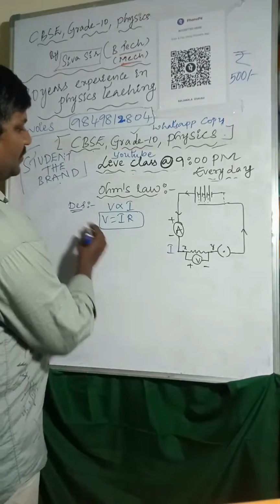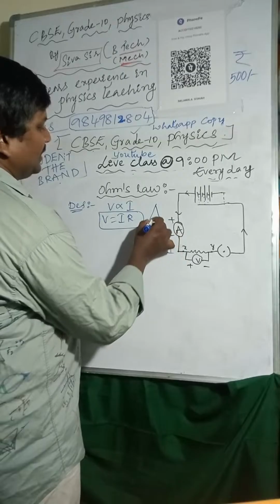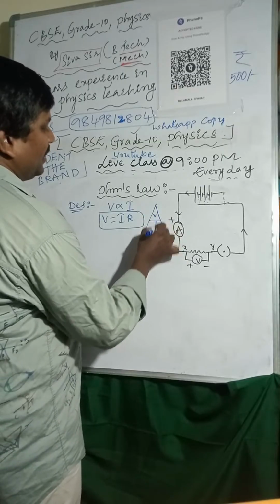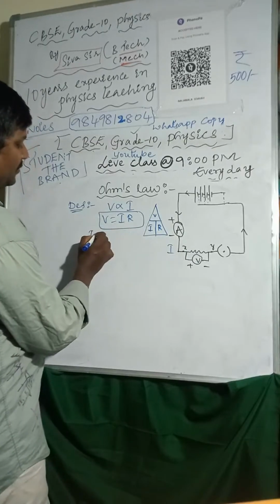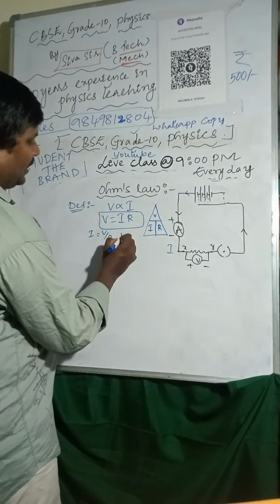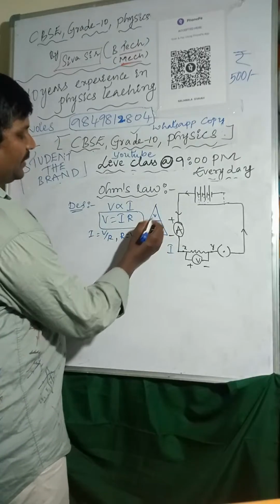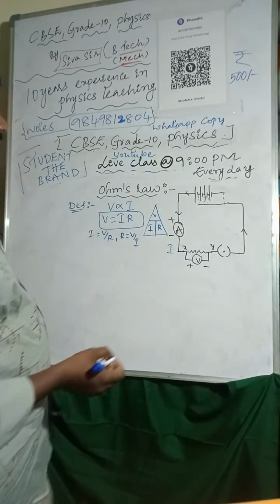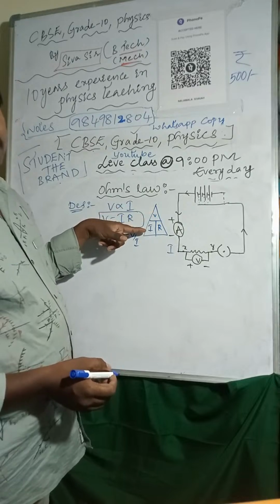So that is the definition. From here I will give one triangle. If you are taking V at the top and I into R below, then I equal to V by R, and R equal to V by I, and V equal to IR. So if you remember this triangle, top portion is V, lower portion is I and R.